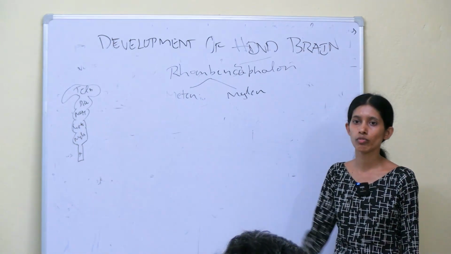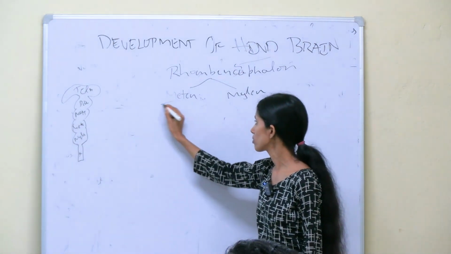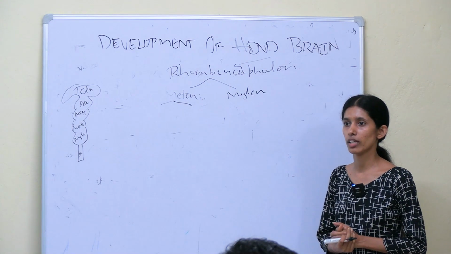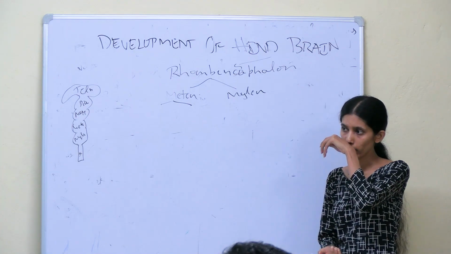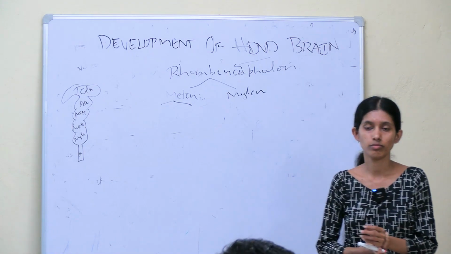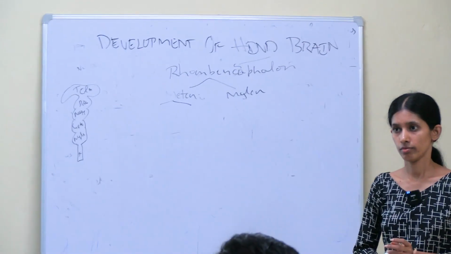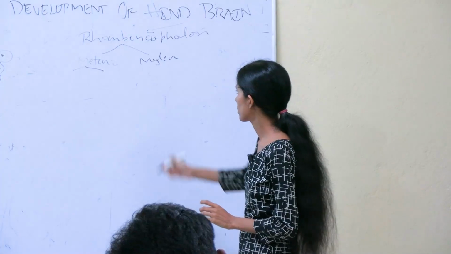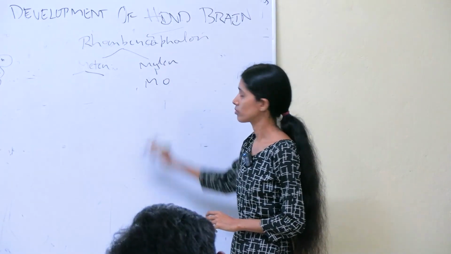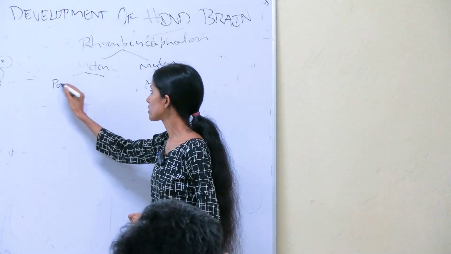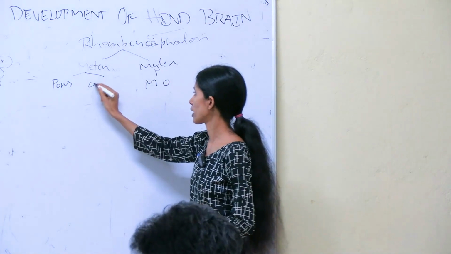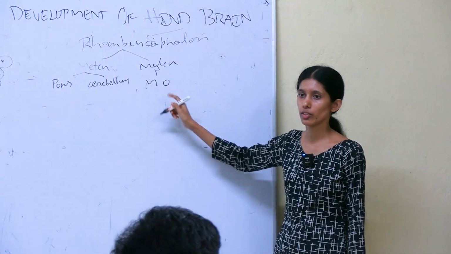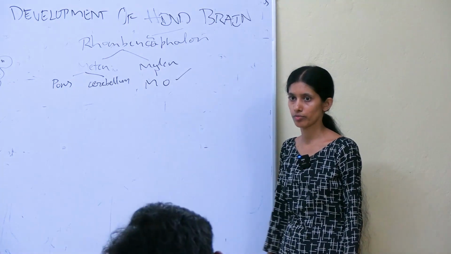So your metencephalon will give rise to which adult structures? Your metencephalon will give rise to pons and cerebellum part, okay? Your myelencephalon will give rise to the medulla oblongata part, okay?